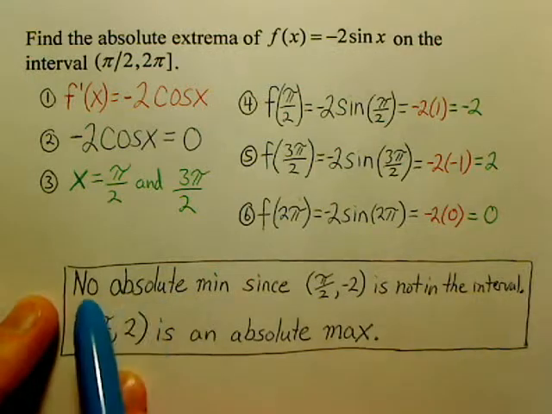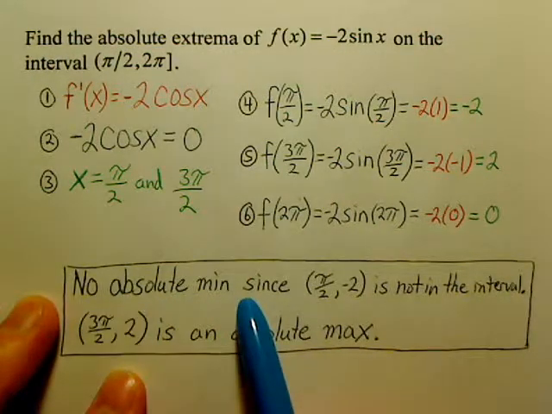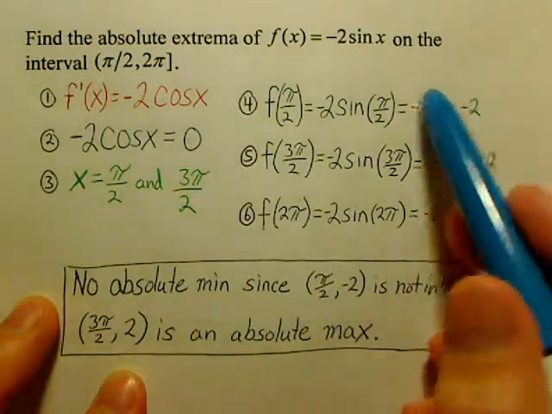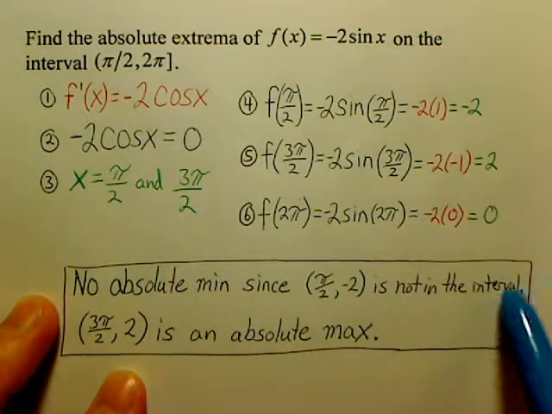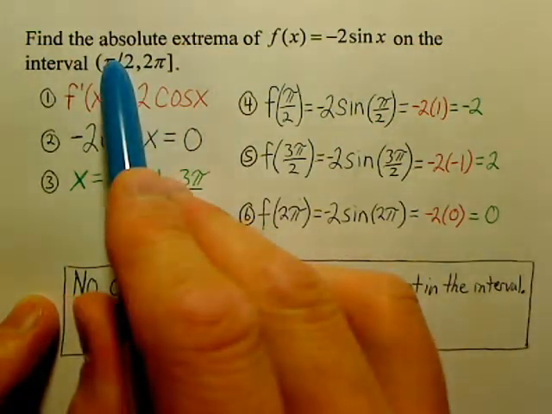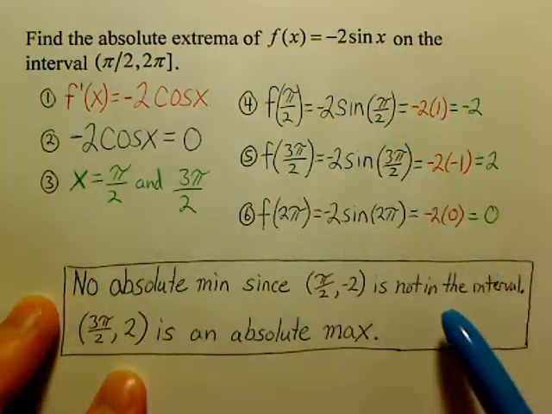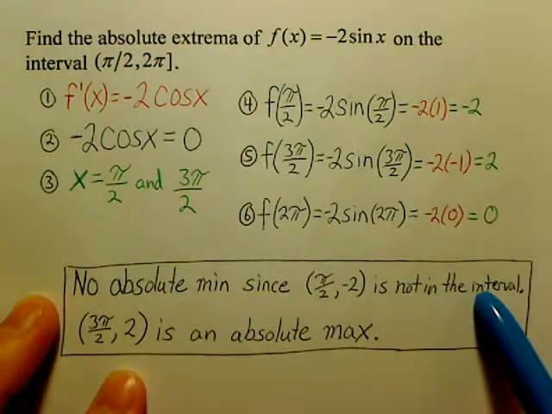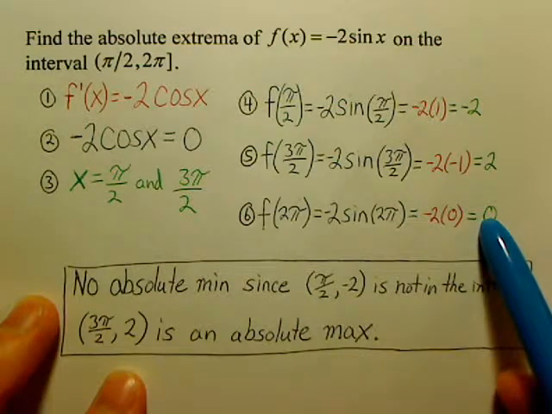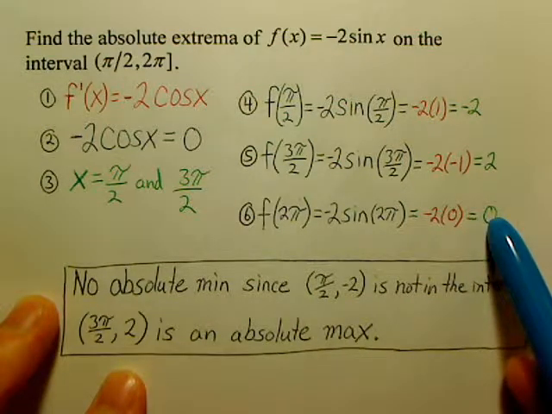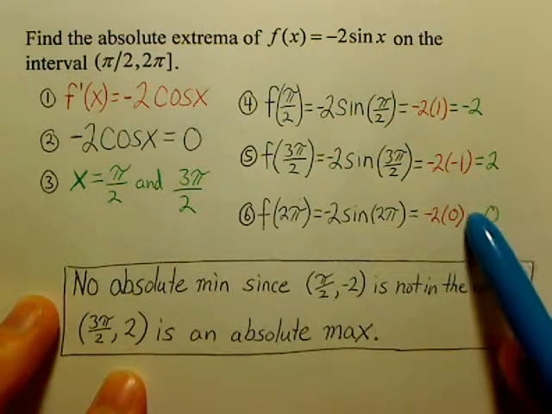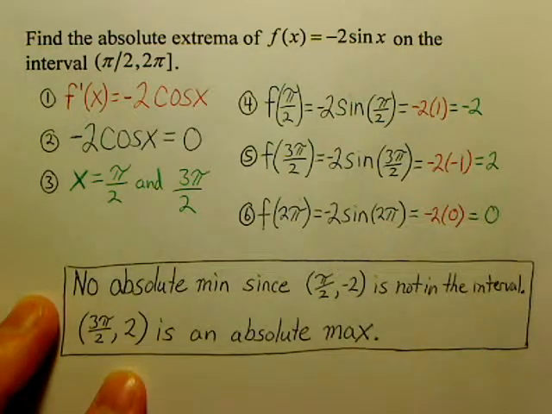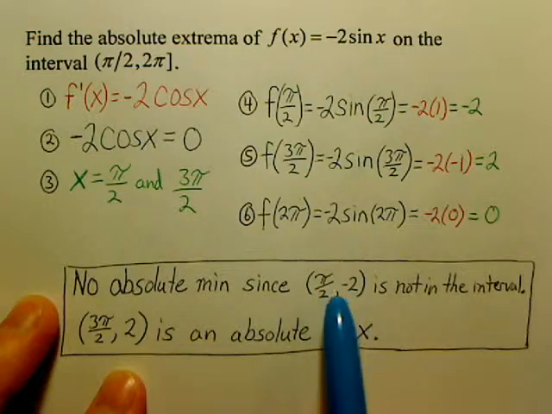The problem is, you see right here, I have no absolute min. The reason? This coordinate right here, pi over 2, -2, is not on the interval. It's out of the interval. So we don't technically have an absolute min. You can't go, oh, I'm going to take this one. No, you can't take that one and make it an absolute min. Okay, if what would have been the absolute min is not part of the interval, or is not a value, you don't have one. So be careful, it's very tricky.